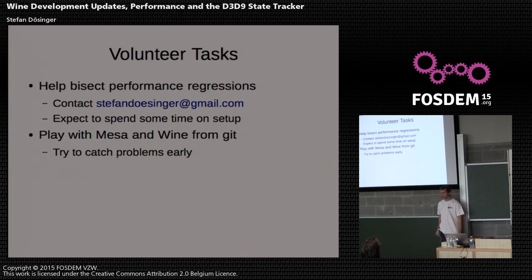Some tasks for volunteers. You have seen my performance graphs. I could use some help to bisect regressions, especially the draw overhead testers, and I have some more tiny benchmarks for that. They sometimes show up as pop-up regressions, and I usually wait a few weeks before I bisect them because sometimes they are fixed on their own. I could use some help with that. But keep in mind, the setup necessary for that involves some work.